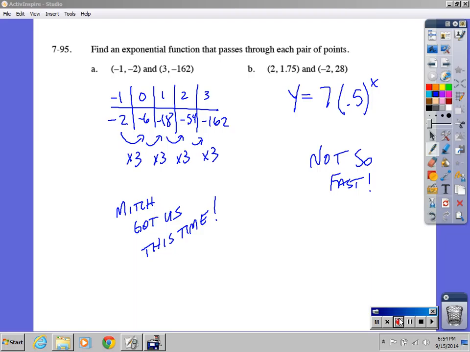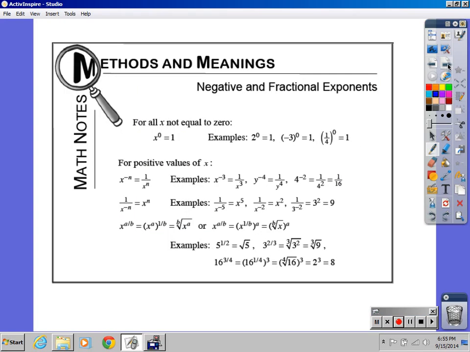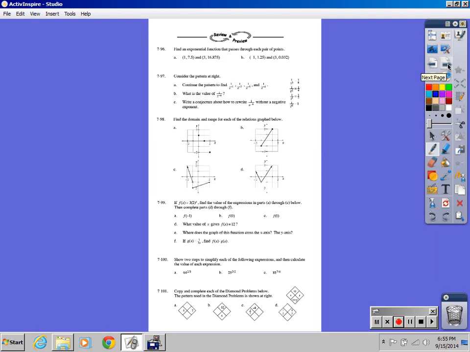We had to go to the table and determine in our table what we're going to have to multiply each time to get negative 162. But then in letter B, not so fast, Mitch. We got you back. And here's a little piece on negative exponents and fractional exponents that should go in your toolkit. And that's it for that lesson as well.